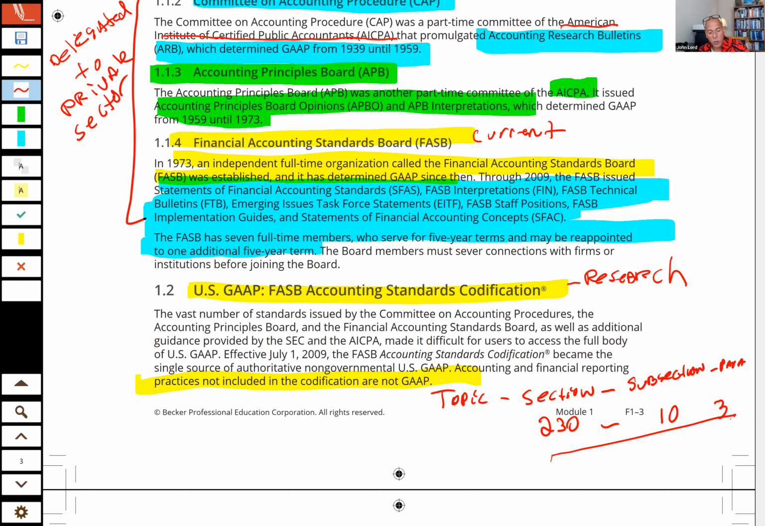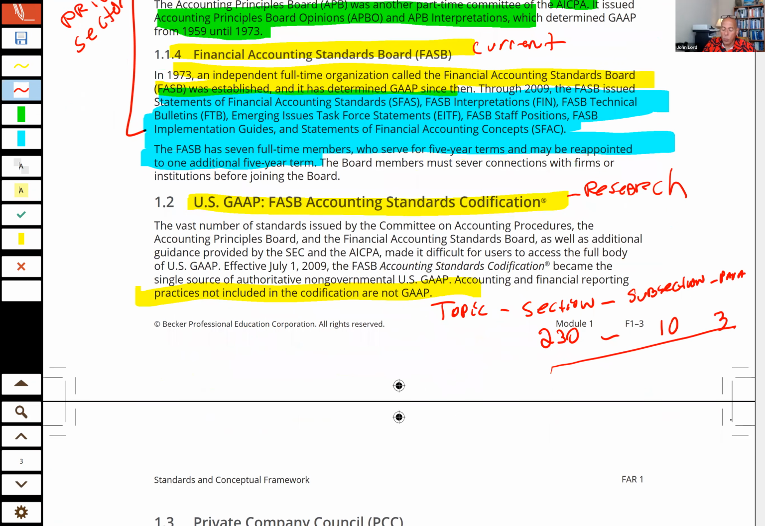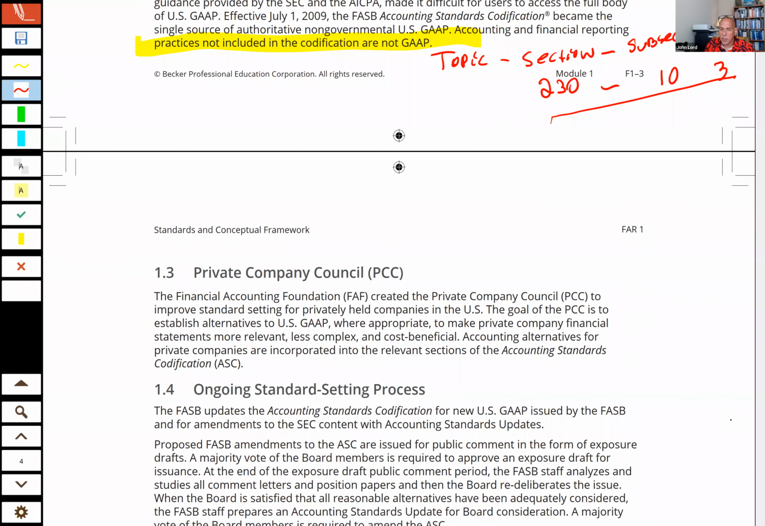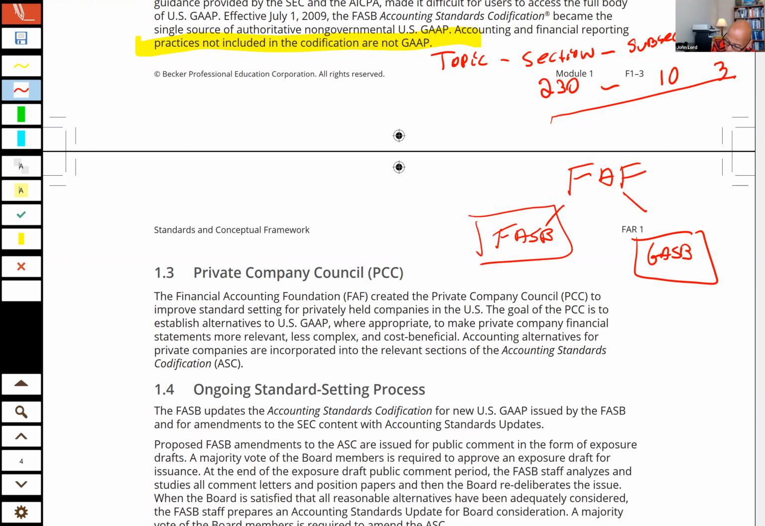Okay, the codification only deals with US GAAP, guys. When we get into the Governmental Accounting Standards Board, there is no codification on governmental accounting standards. So even though the FAF is over both the FASB and the GASB, and provides funding for both, only the FASB material sits in the codification.